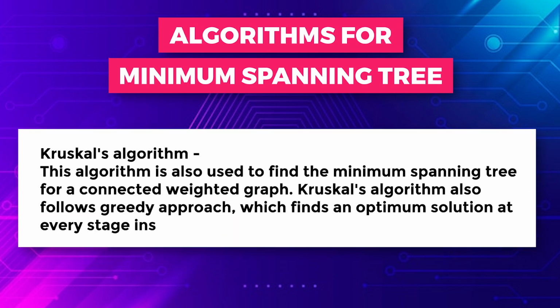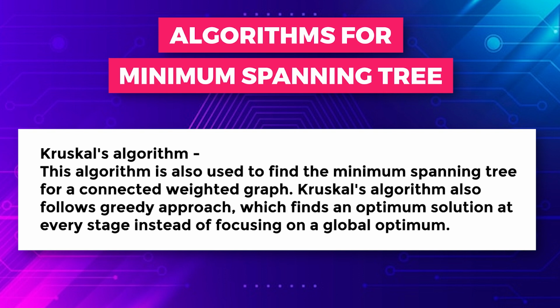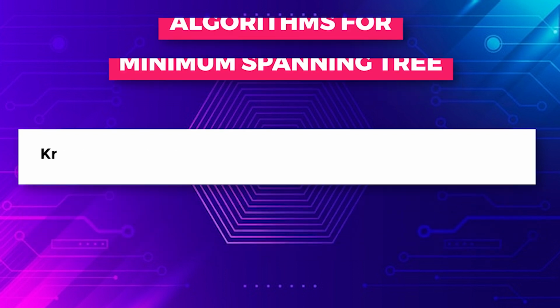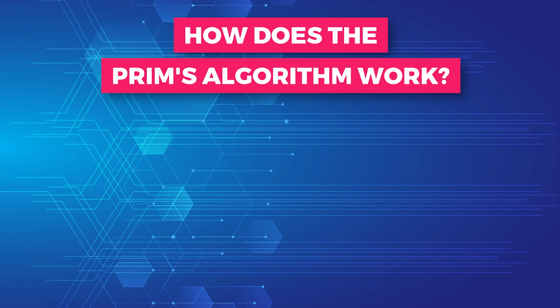Now talking about the Kruskal algorithm. The algorithm is also used to find the minimum spanning tree for a connected weighted graph. Kruskal algorithm also follows a greedy approach, which finds an optimum solution at every stage instead of focusing on a global optimum. Now, how does Prim's algorithm work?